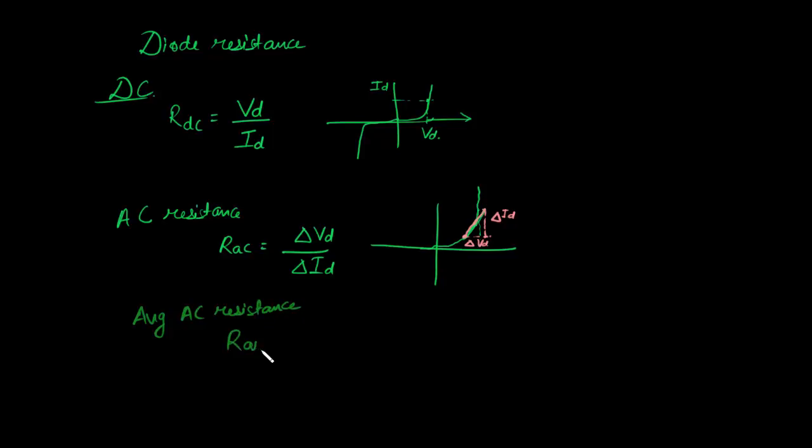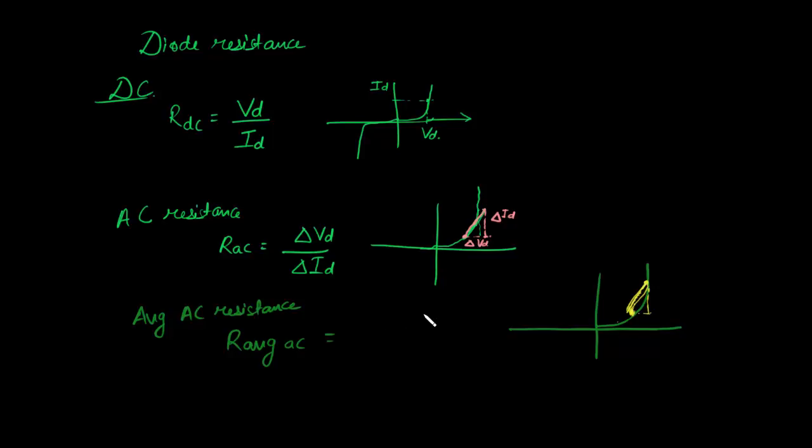R average AC, and this is a different bit. If I take 2 points on this curve, this point and this point, and join them, I get a line here, and this slope will give me the average AC resistance. This slope, 2 points on this curve, will give me an AC resistance.